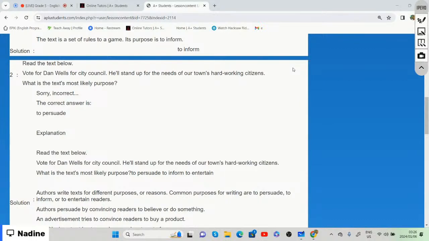So usually when it comes to politicians, are they trying to inform us? Are they trying to persuade us? Or are they trying to entertain us when it comes to political rallies? Because here it says, vote for Dan Wells for city council. He'll stand up for the needs of our town's hard-working citizens.